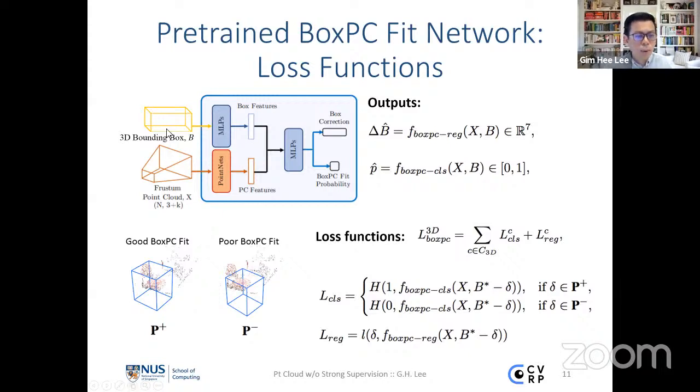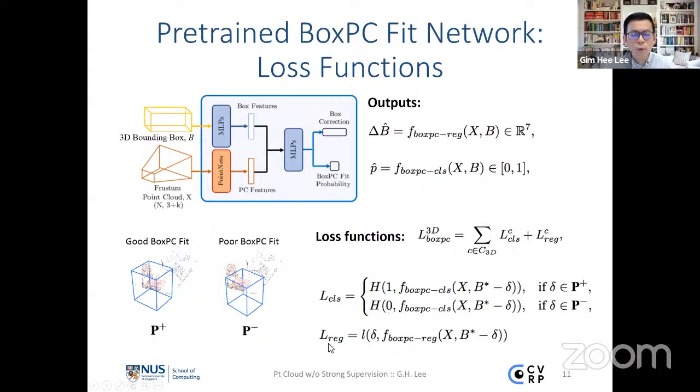Given this 3D bounding box as well as the input 3D point cloud, this probability will tell us how good this 3D bounding box is on the input point cloud. We randomly perturb the strong classes, because we are given the ground truth for the strong classes, to have a positive and a negative goodness of fit. We train it on the classification loss such that if the perturbation is good, meaning the bounding box is a reasonable bounding box for the input point cloud, we give it a high probability of 1. If it is negative, we suppress it to become 0.